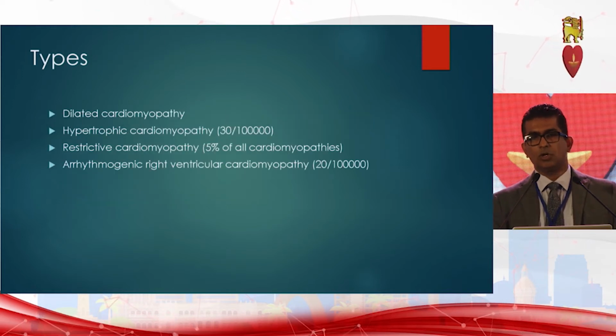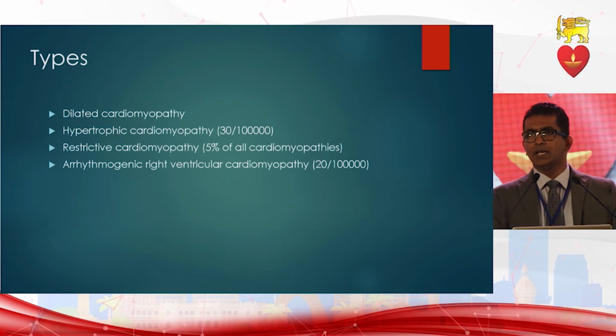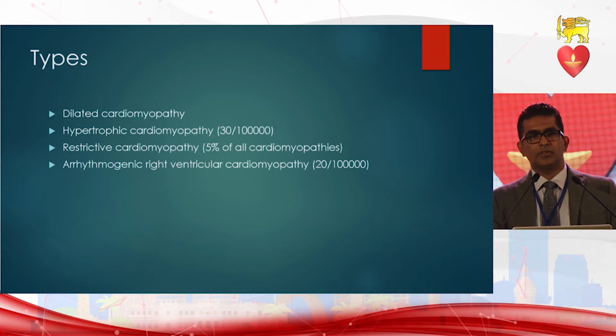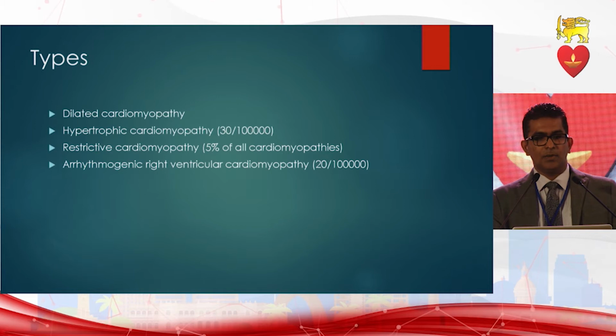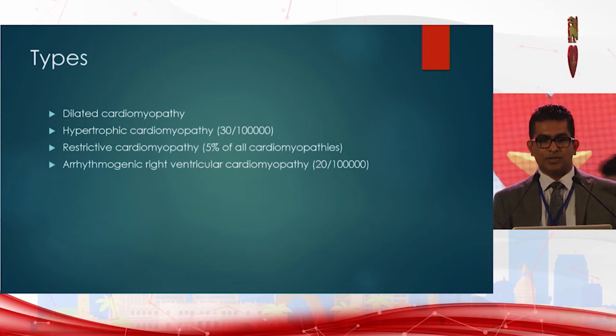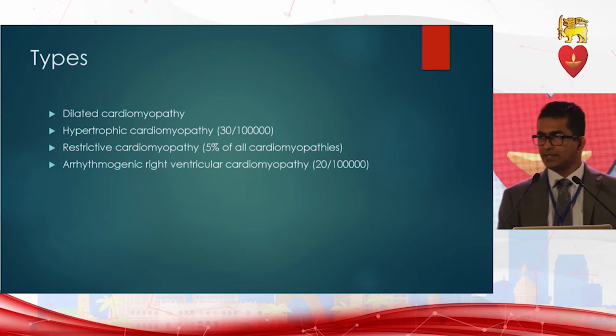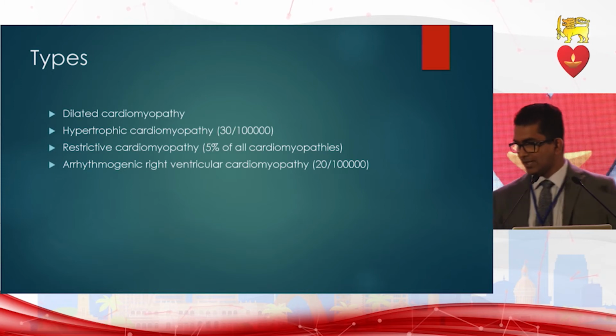Now we'll talk about the types of cardiomyopathy. In most of the literature, there are 3 types mentioned, that is dilated cardiomyopathy, hypertrophic cardiomyopathy, and restrictive cardiomyopathy. The rarest being the restrictive cardiomyopathy.